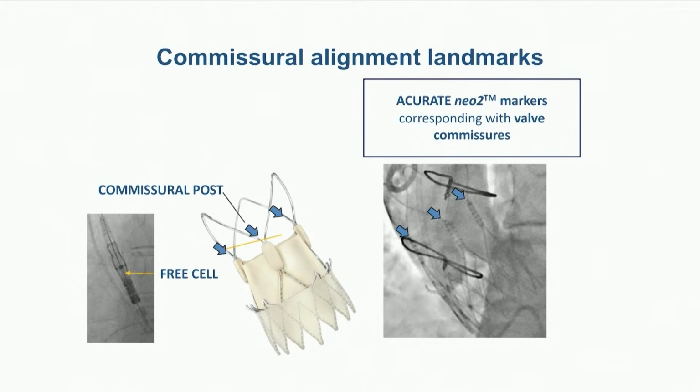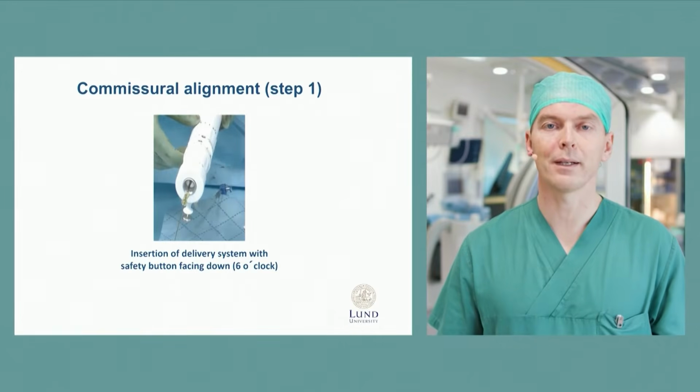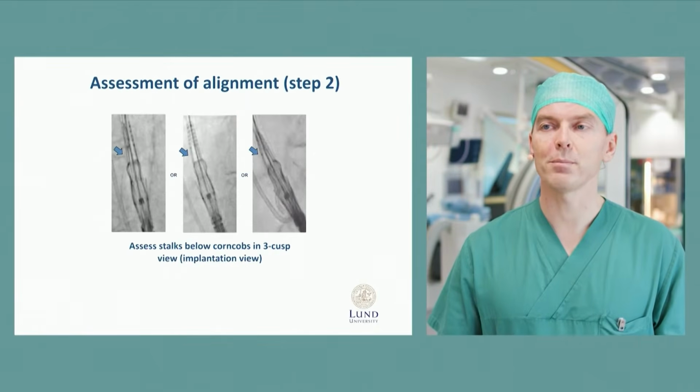As you can see in this slide, with the ACURATE neo2 bioprosthesis, you can clearly see the commissural post, both in the crimped state as well as the expanded state. And this provides us with the opportunity to do a commissural alignment. So the first step of the three-step process is starting off with the correct alignment. This is insertion of the delivery system with the safety button or the flush port facing downwards at 6 o'clock. The second step is assessing the stalks.